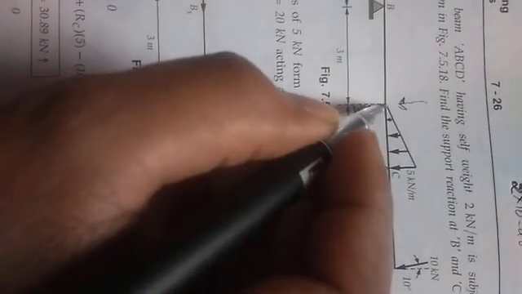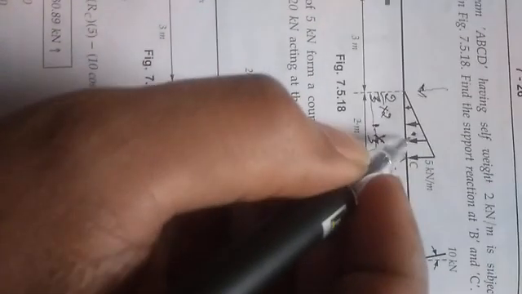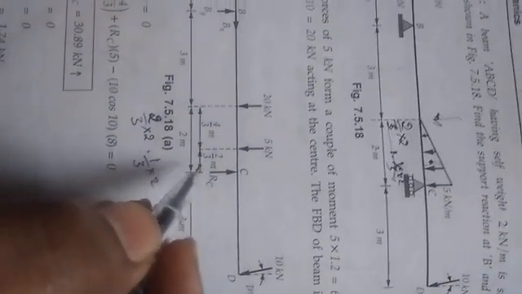You always take 2/3 of its length from this side. The concentration of this complete triangular load will be acting at 2/3 from this side. That is why it has been shown here as 4/3, and the distance here is 1/3 of its length. So it is 2/3, as shown here. So this one is over.